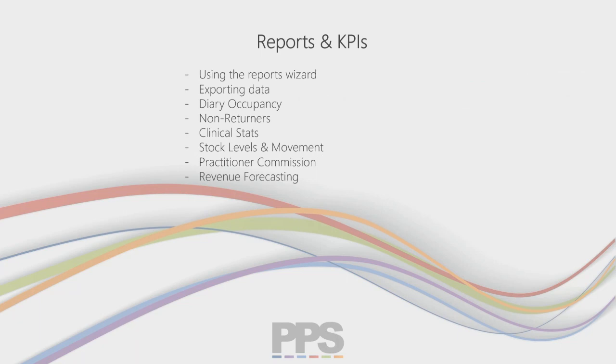That will include how to run the basic stock reports, how to tailor those reports to your own standards. And then we're also going to go through how to export that data so that you can use it for closer analysis. We'll touch upon a few key reports such as diary occupancy, non-returners, and the clinical stats. And we'll also run through the stock levels and the practitioner commission side of things. At the end, we'll also go through, as I say, the custom form reporting.